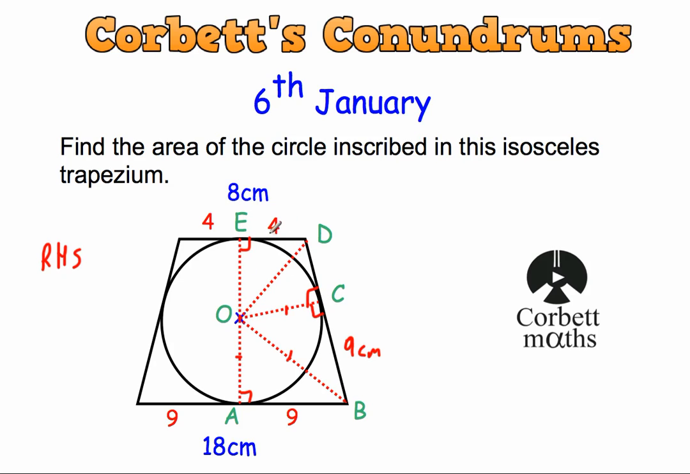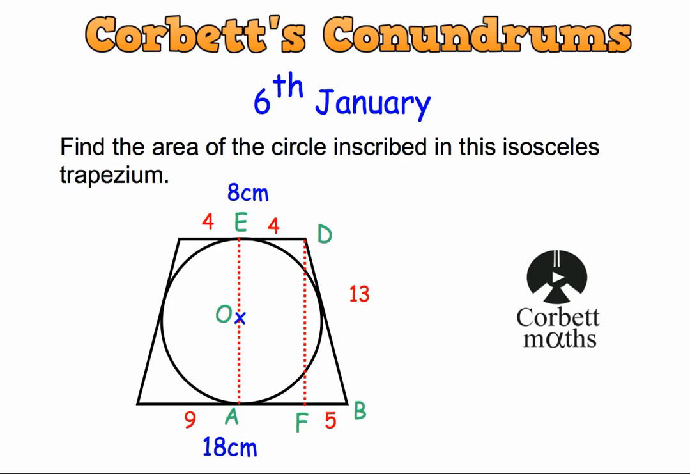So that means that the other shorter side of the right angle triangle, ED, will be the same as this one, DC. So that's going to be 4 centimeters as well. So that means that the length from D to B is equal to 13 centimeters. Now that we know the length of the side of the isosceles trapezium, what we're going to do is focus on finding the radius of the circle.